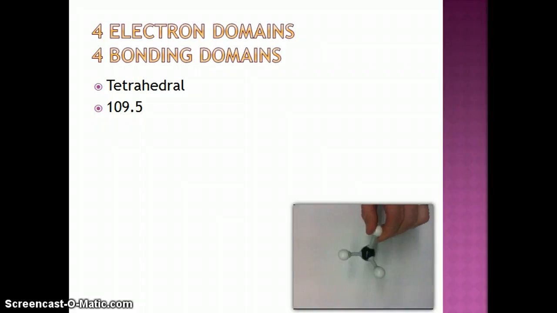And Joe, are the bond angles 90 degrees there when I look at that going straight down? No, I would say they're about 110 degrees. Yeah, 110. Technically, we're going to call it 109.5. They're not 120.